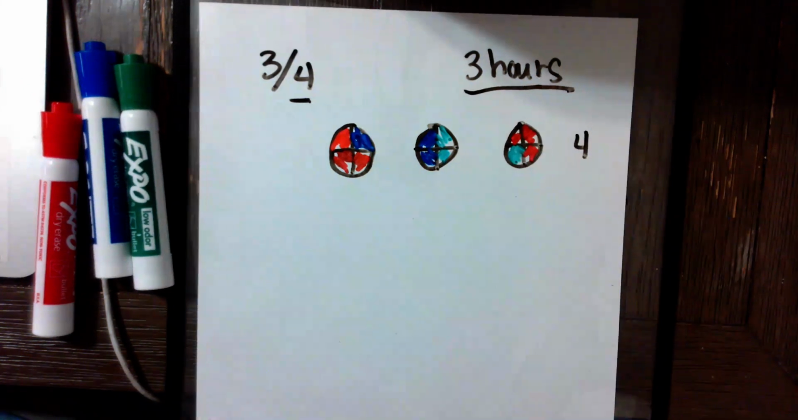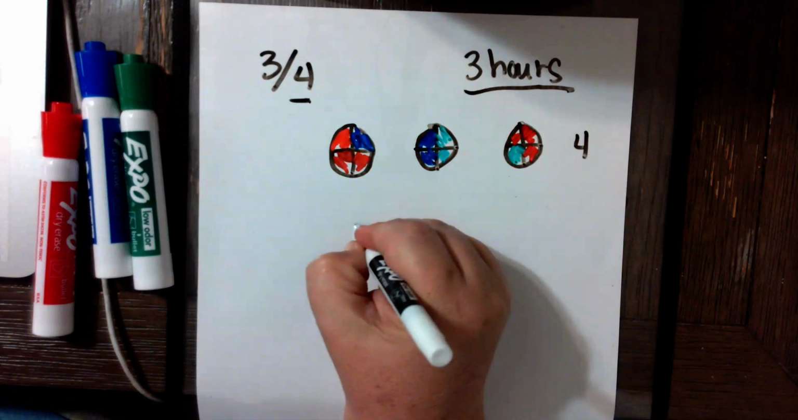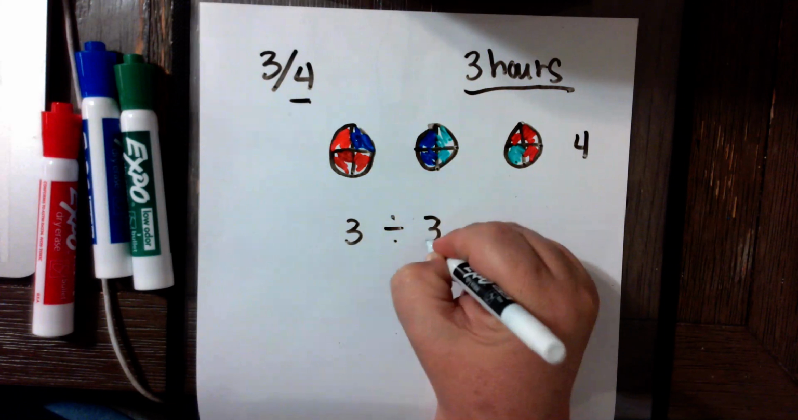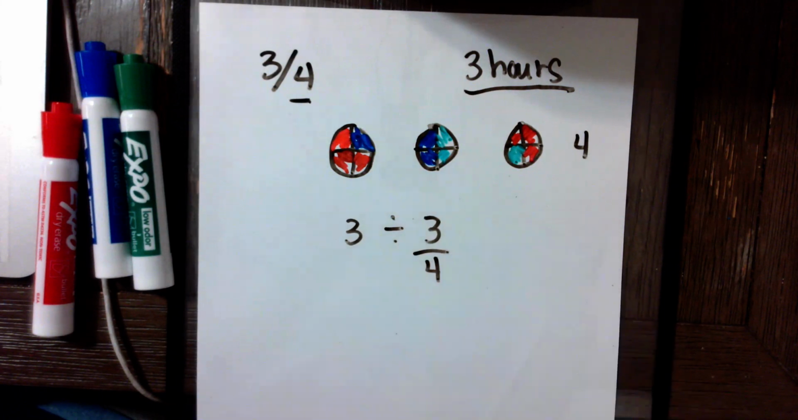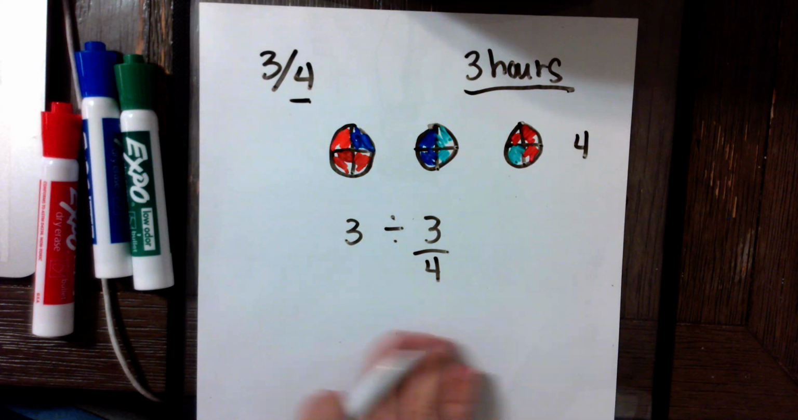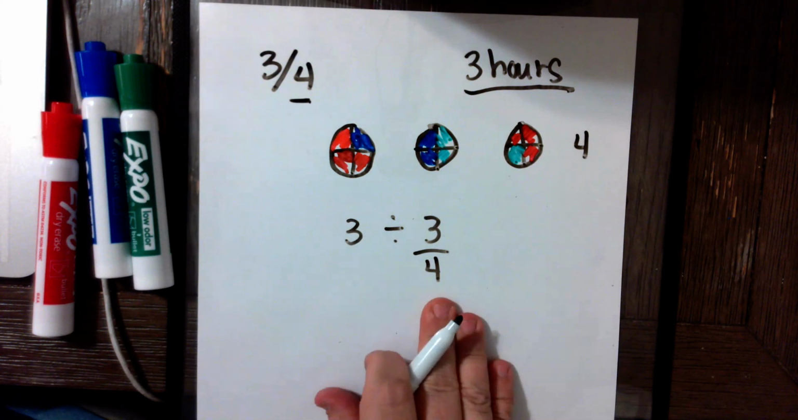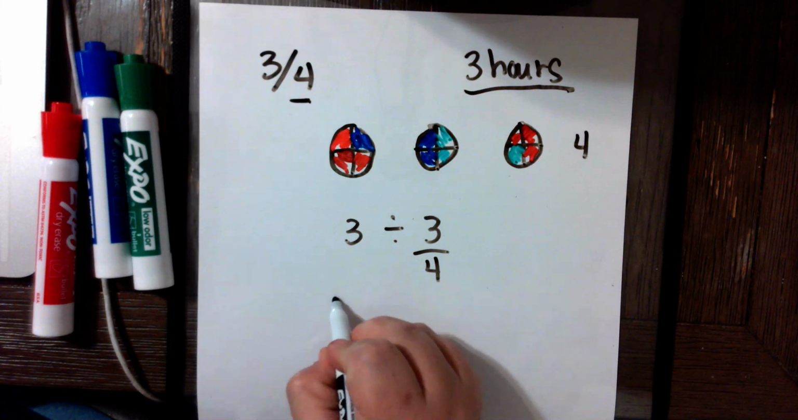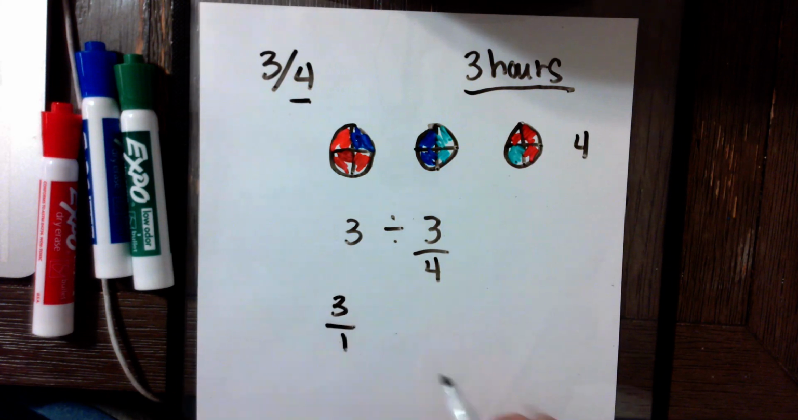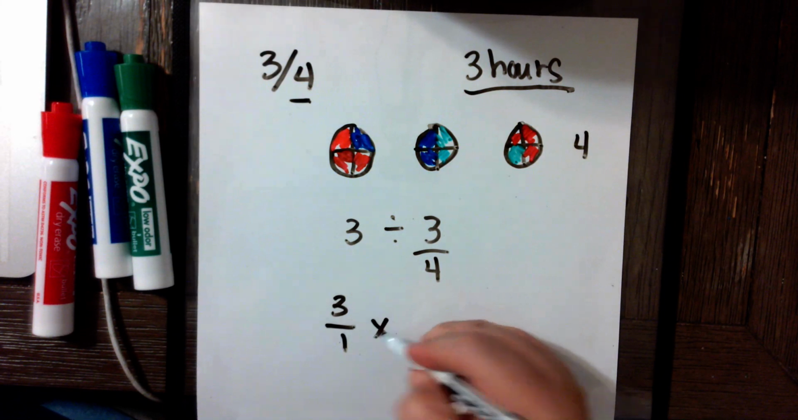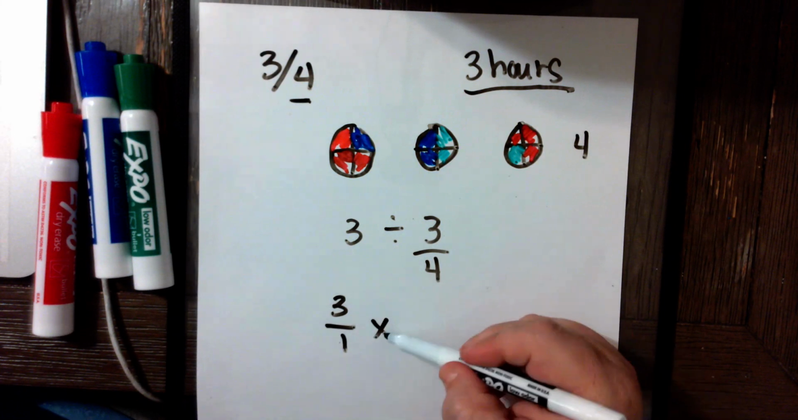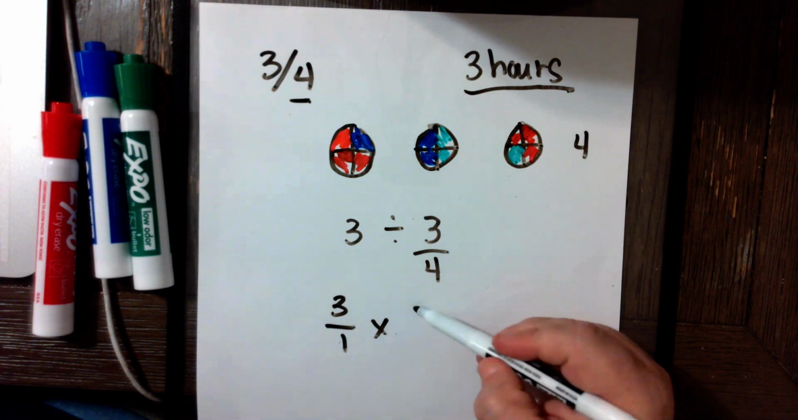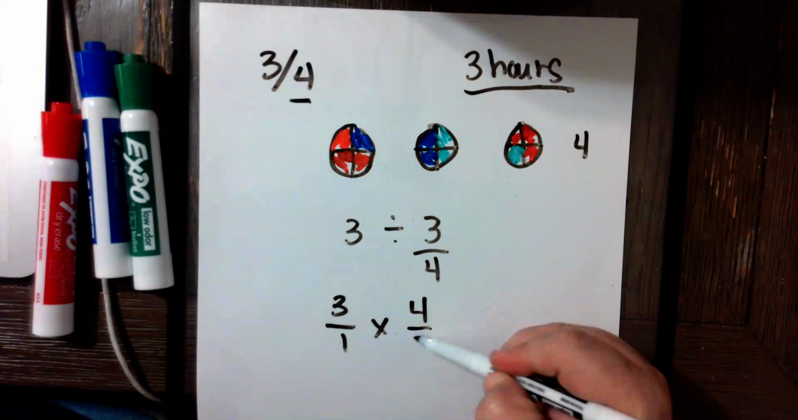Now, if we just wanted to do this mathematically, we could take 3 hours, divide it by the 3/4 of an hour that it takes her to do each puzzle. Okay, and of course, when we divide something with a fraction, we're going to use our keep, change, flip method. So we're going to keep the 3. I'm also going to put that over 1. So we're doing fractions on both sides. And then change our division symbol to a multiplication and flip 4/3.